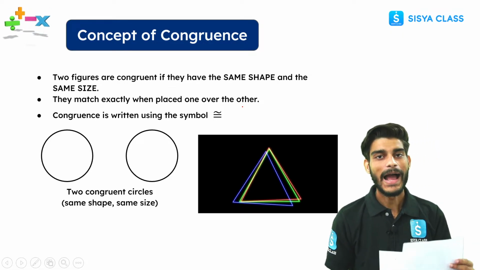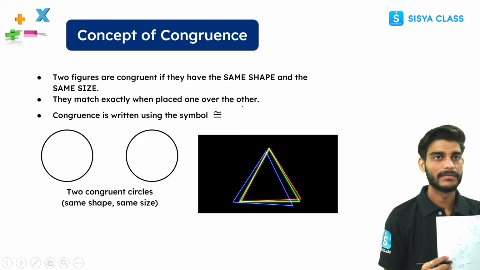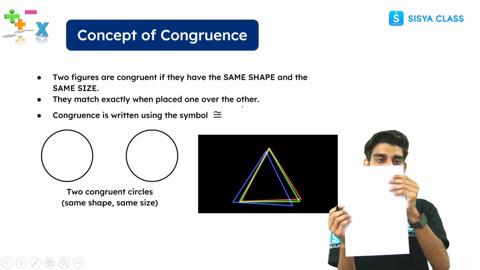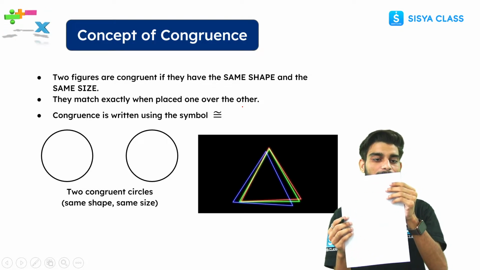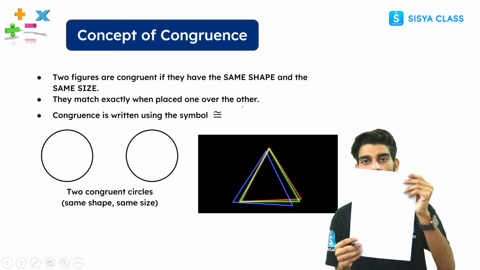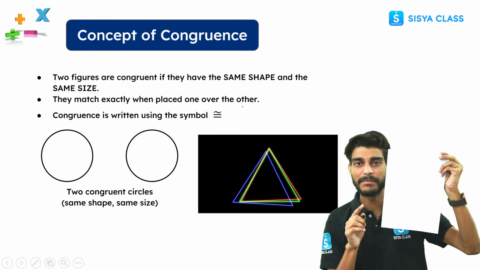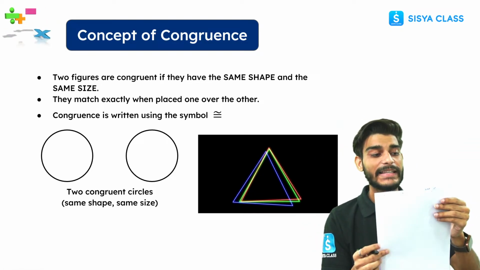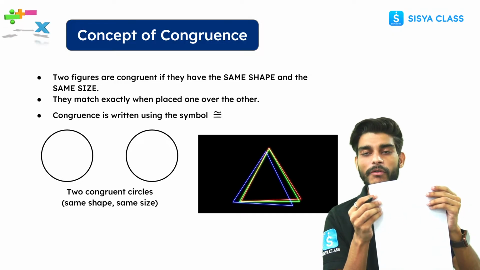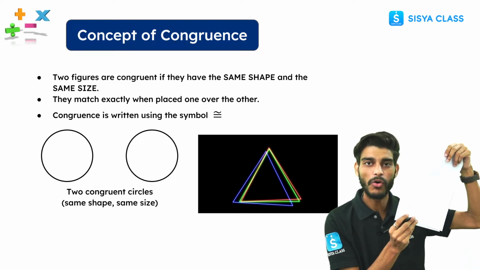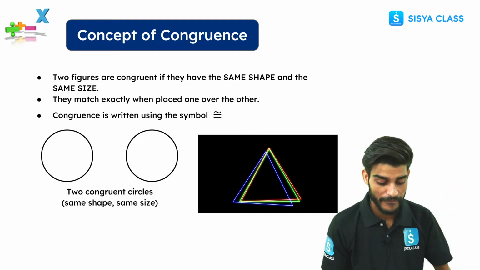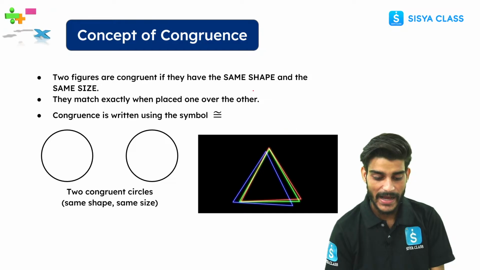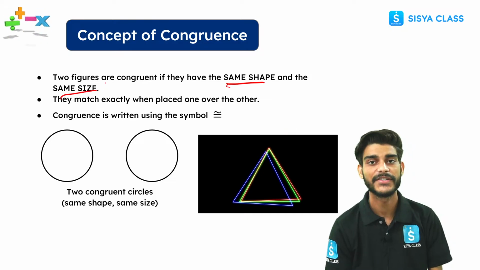So what I'll do is overlap these 2 pages. Is it visible? Everybody please see. I'm just trying to make them overlap. If you observe, these 2 pages have the same shape, same size, and they overlap each other. It means these 2 are congruent to each other. So figures that have the same shape and same size are congruent to each other. This is the definition of congruent.